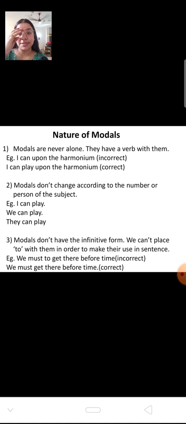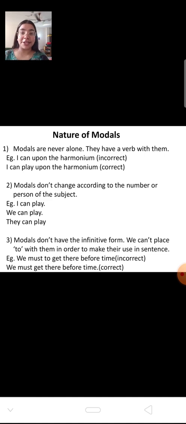So remember this, the words as they are, they will be used with every subject, either singular or plural. The second nature is very important. If they are used with singular, they will be used the way they are. If they are used with plural, they will be the same as they are. No changes will be there. We are not allowed to add s or es in front of the modals if they are used with plural.